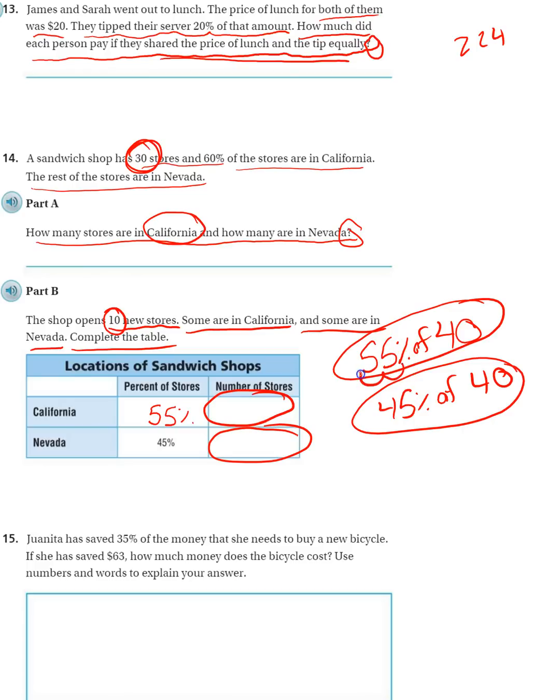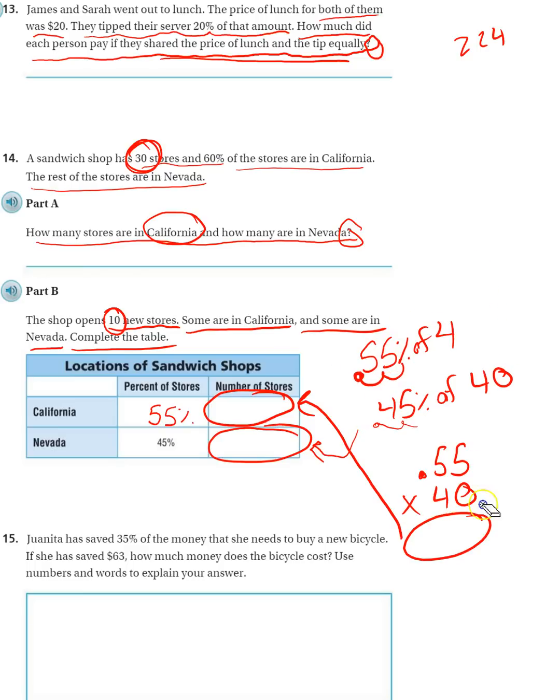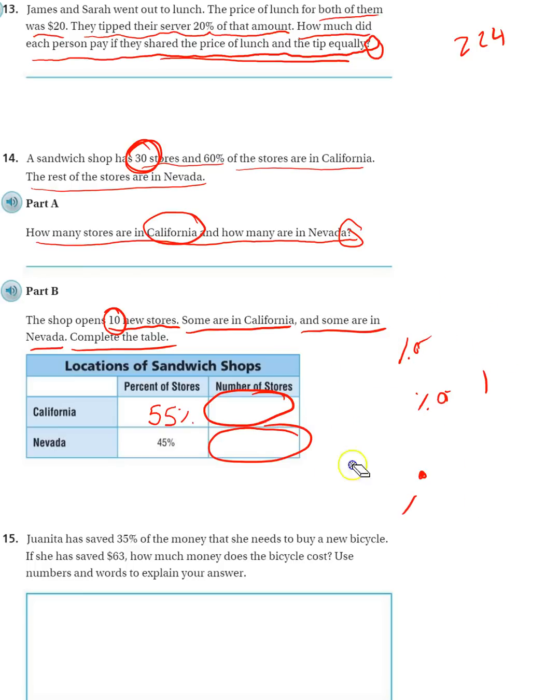Again, my favorite way is to change it to a decimal. So 0.55 times 40. That's going to give me the number of stores in California. And then you do the same thing. You move your decimal over twice and multiply to find the number of stores in Nevada as well. I'm going to let you finish up the math. Again, if you need to rewind, don't hesitate to do so.